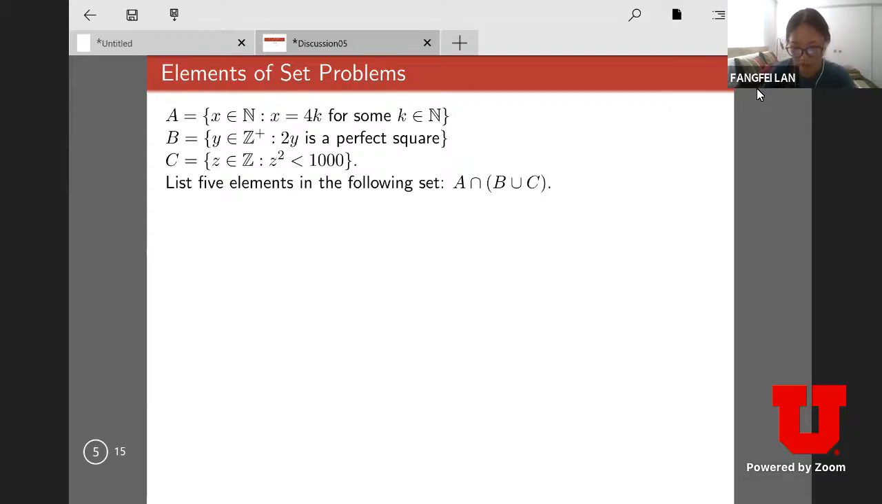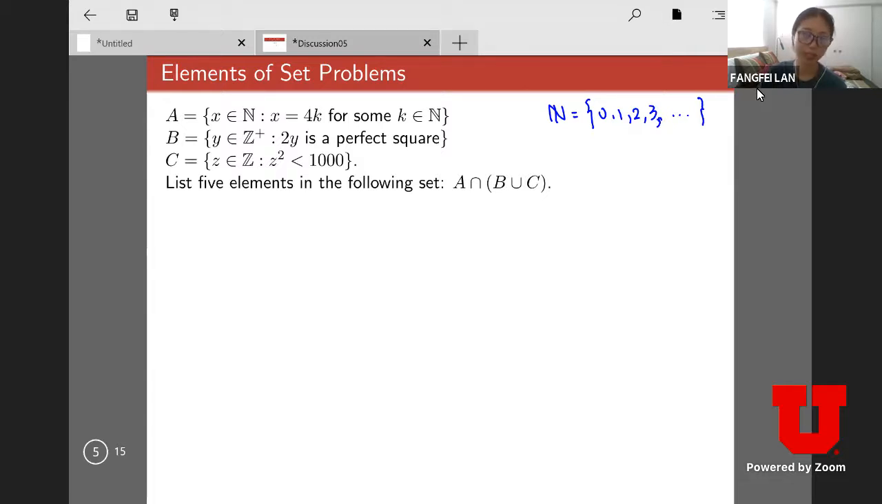So this is set theory. We have sets A, B, and C. Just to clarify, natural number in this case starts from 0. I know sometimes other people have different definitions, but in this case, that's the natural number set. So we have A, B, and C, and then we want A intersect B or C.